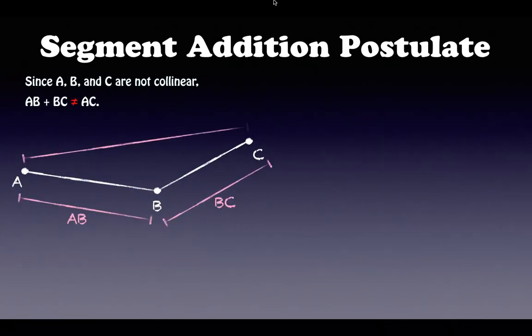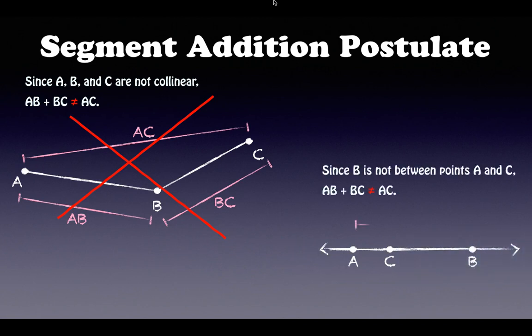Since A, B, and C are not collinear in this example, AB plus BC equals AC is not true, so we have the not equal to sign. That is because A, B, and C are not collinear, and side AC would form a triangle, and it would not be a true segment addition statement. In this second example, B is not the in-between point. So if we took AB plus BC equal to AC, it would be false, because AB and BC are two larger segments. How could they possibly add up to be a smaller segment?